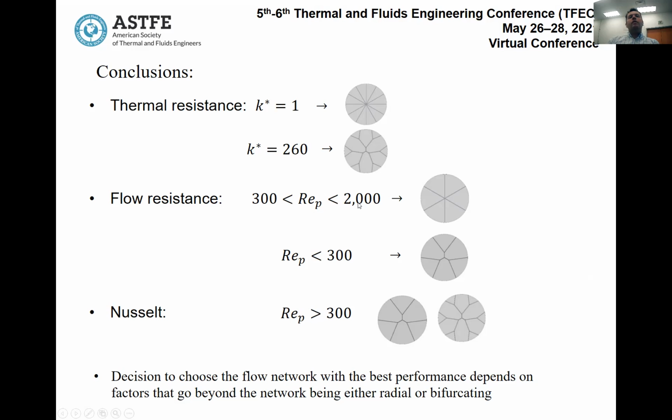For flow resistance, we depend on the Reynolds number. For Reynolds number lower than 300, the bifurcated geometry is better, and for 300 to 2000 it is the radial flow. So this work brings more understanding, analysis and conclusions that expand our knowledge of constructal theory in terms of convection. Thank you so much.